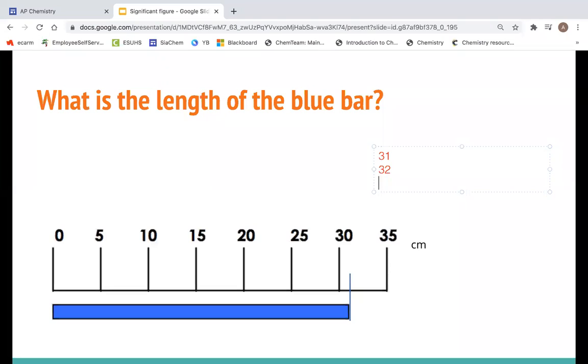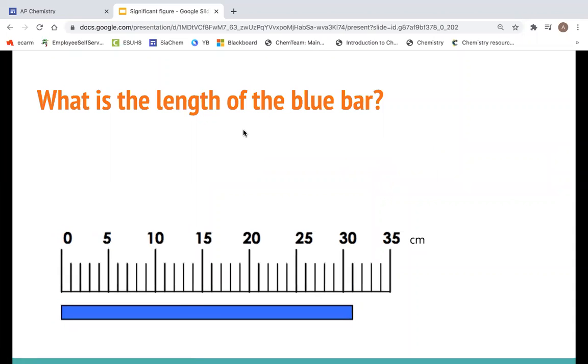But what you cannot say is 31.5. Okay, so that's something that you cannot say. You can guess them as is, either 31 or 32, but you cannot guess it as 31.5. Okay. All right, moving on.